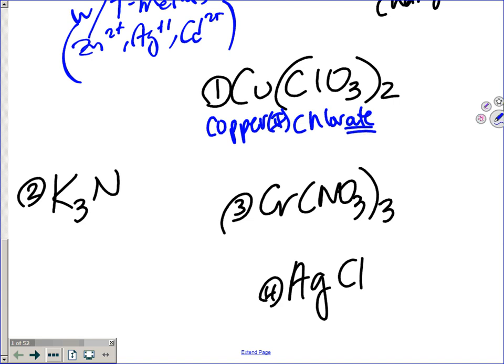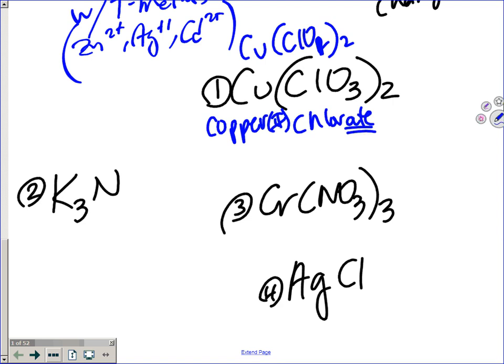I could change that and say, okay guys, let's do Cu ClO2. How would you change the name? That would be copper II chlorite. And if I change that to 1, that would be copper II. Say again?